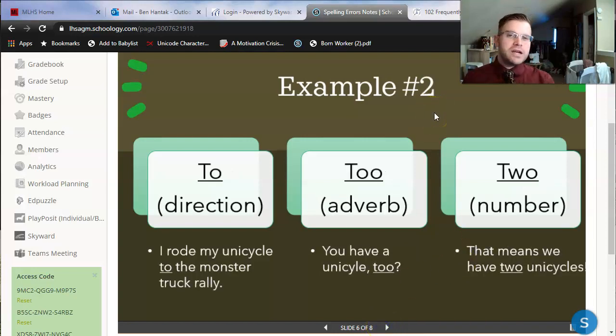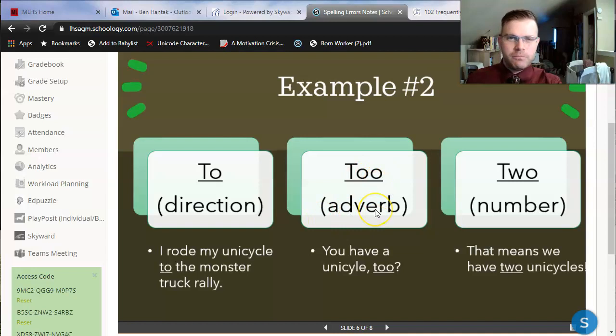Probably the other most common homophone mistake we see in high school is to, too, and two, another triple homophone. To is a direction. It's a preposition that tells us the direction of an object or where something is going. I rode my unicycle to, again, the direction, the monster truck rally. I started off that sentence at point A, at my house maybe. I ended the sentence at point B, at the monster truck rally.